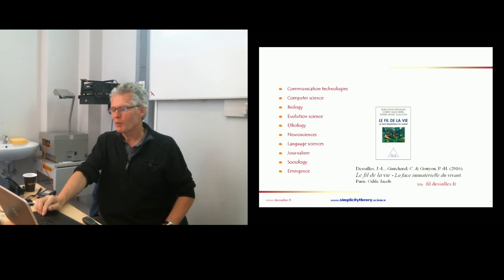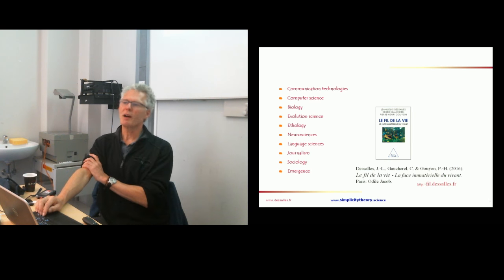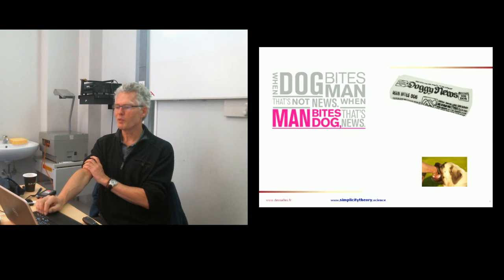So, can we describe life using this notion of information in the long term? Our answer is yes. So the most immediate definition of information we have is news. You buy newspapers, and we are told by journalists that "dog bites man" is not news, but "man bites dog" is big news. That's a very famous aphorism due to Charles Dana at the end of the 19th century.